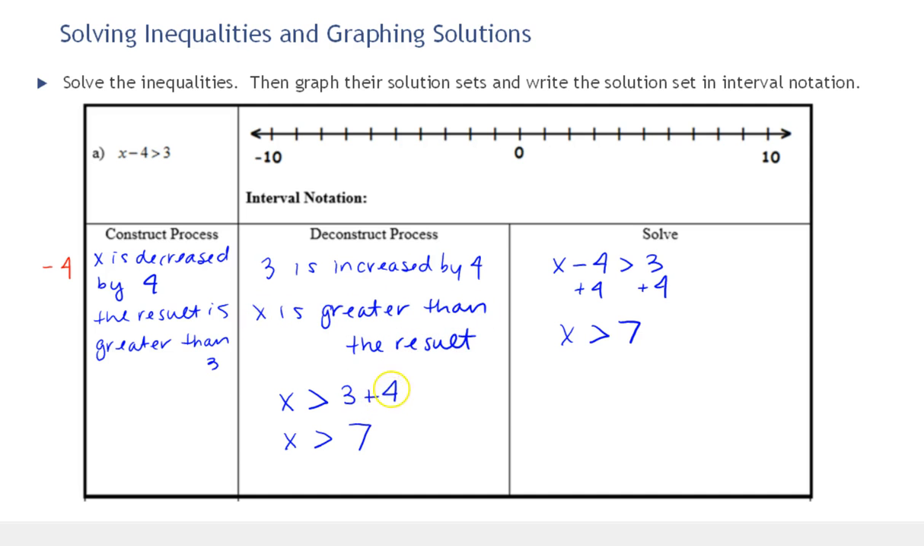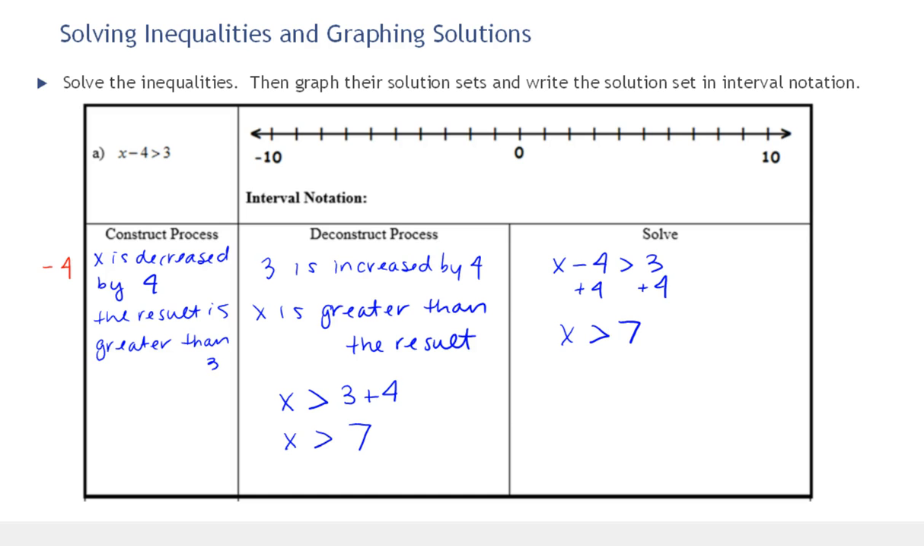So you're going to write your result on the right-hand side, your x on the left, and you're going to use either the original inequality symbol, in this case greater than, or you'll change it and invert it based on any operations, multiplication or division, that you did with a negative number.